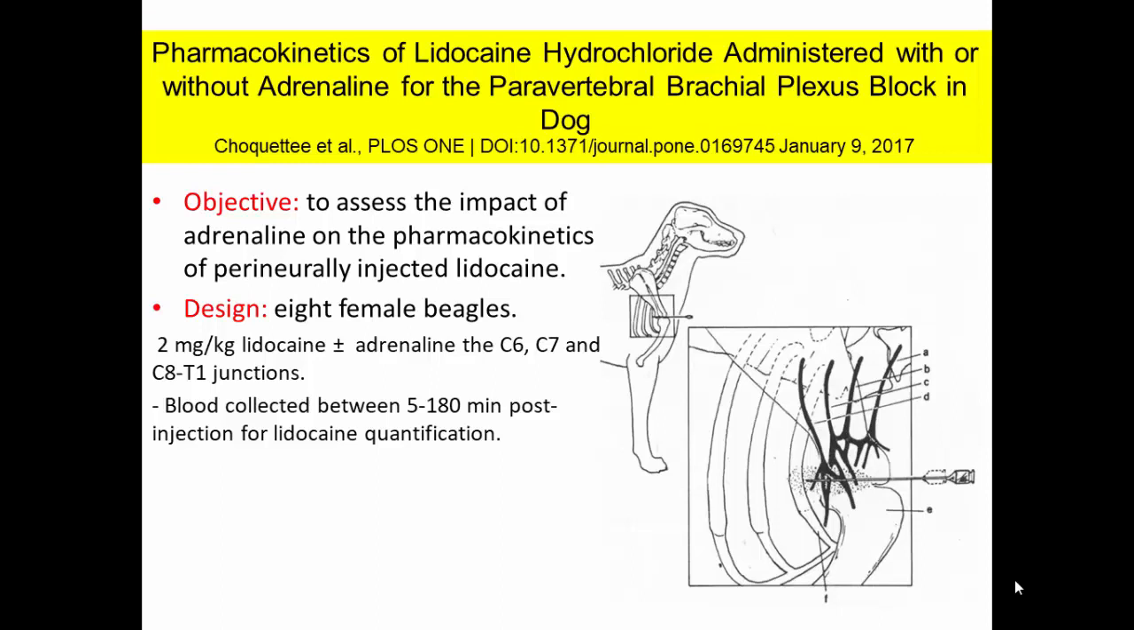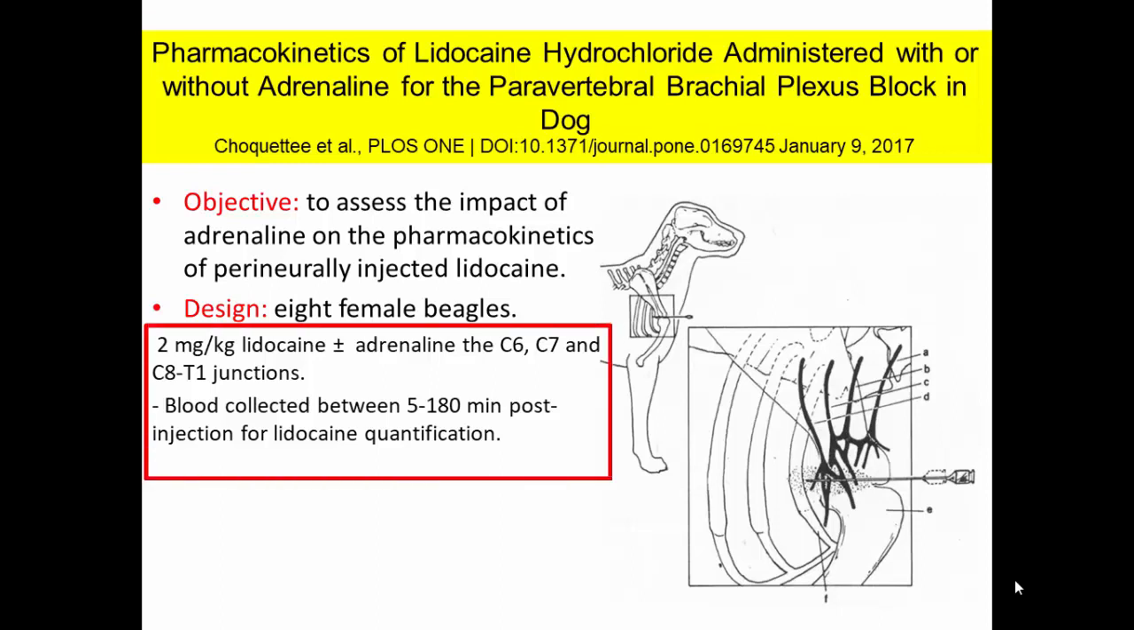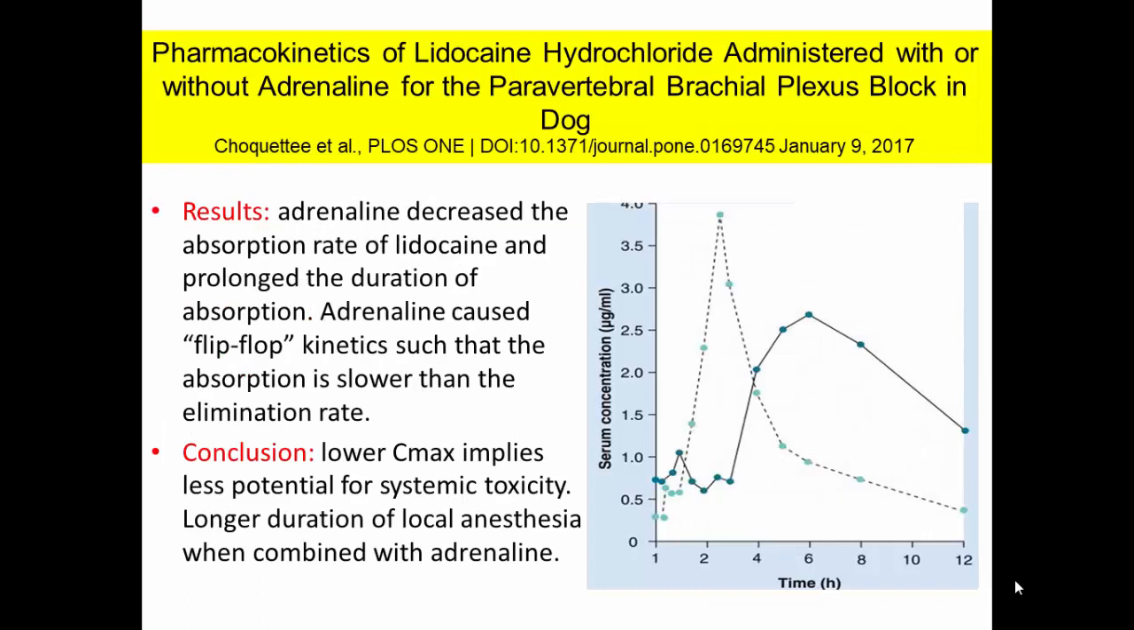So they injected 8 dogs with the usual 2 milligram per kilogram of lidocaine at the spaces of C6, C7, and the junction C8, T1. And then they collected blood to measure the concentration of lidocaine for the next 3 hours. And what they found is something similar to what you might see on this graph, which I took from another study, and I just wanted to illustrate the point of flip-flop kinetics here.